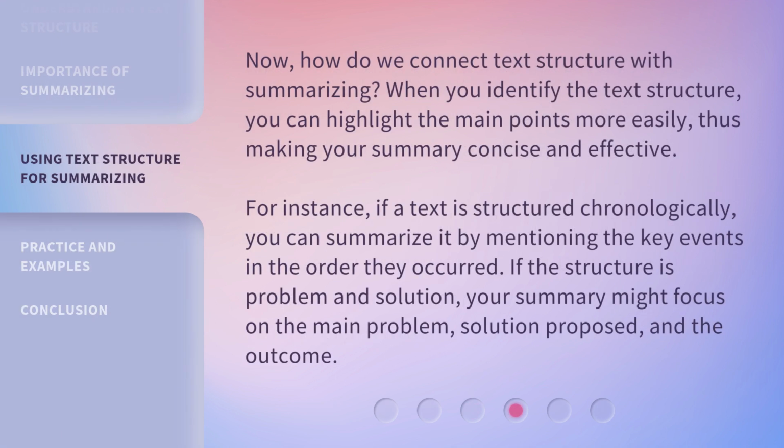Now, how do we connect text structure with summarizing? When you identify the text structure, you can highlight the main points more easily, thus making your summary concise and effective. For instance, if a text is structured chronologically, you can summarize it by mentioning the key events in the order they occurred. If the structure is problem and solution, your summary might focus on the main problem, solution proposed, and the outcome.